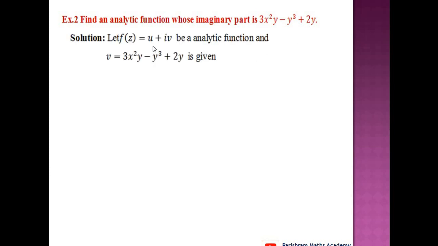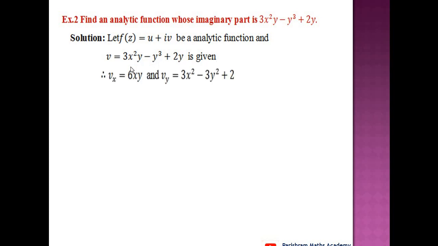Find analytic function whose imaginary part is 3x square y minus y cube plus twice y. Solution. Let f of z equal u plus iv be analytic function, and imaginary part v equal to 3x square y minus y cube plus twice y is given.